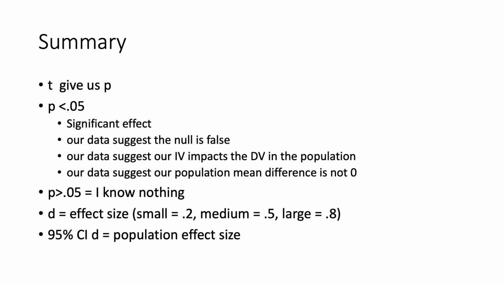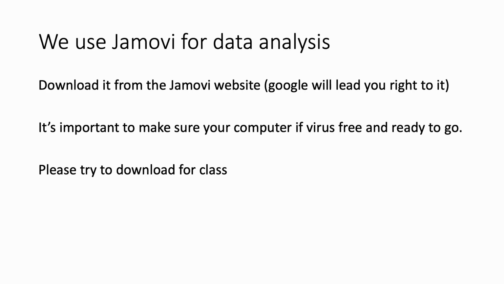With a p-value greater than 0.05, I know nothing, unless it's accompanied by a 95% confidence interval between negative less than small and positive less than small. Then I know the null's true. It's not on the slide, but hopefully you write that down. Cohen's D is the effect size, the number of standard deviations apart; small, medium, and large are on the screen. The 95% confidence interval of Cohen's D gives us the population effect size, which we will convert to small, medium, and large and talk about it that way. We don't write it up that way. You'll see how this all goes down.